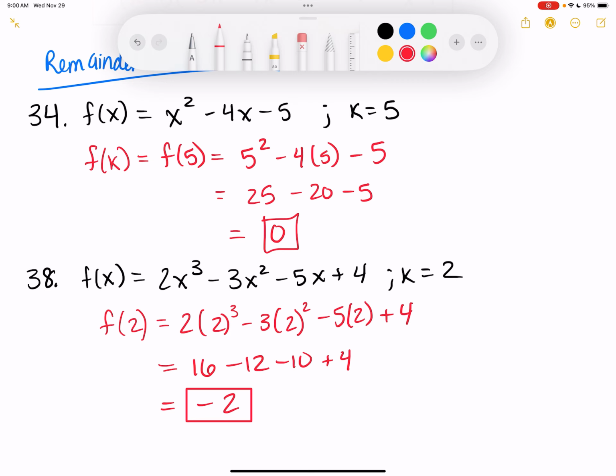And if you're ever not sure if you did it right, you can always check it by the synthetic method of plugging that k value in and running synthetic on it, because the answer that you get in the box at the bottom right should be the same as this. So if you're ever not sure, you can check it that way, and vice versa if you don't think you did something right.